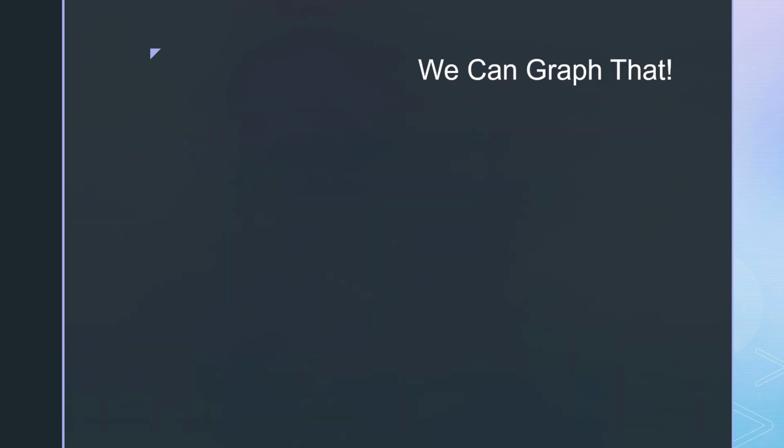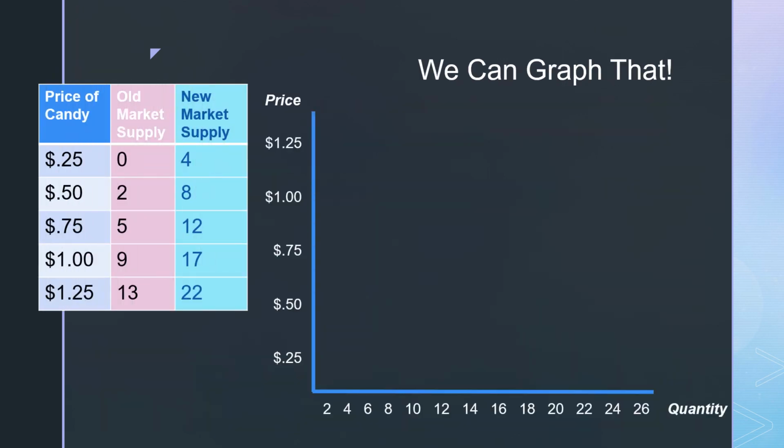All right, guys, so once again, I encourage you to go ahead and try to graph this. Pause the video if you need to, plot these out and see what happens. Okay, so here's our old market supply curve. We didn't supply any at 25 cents, and you can see what we were supplying at the other prices.